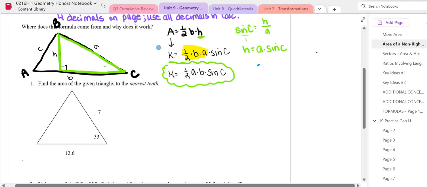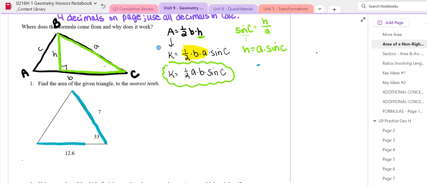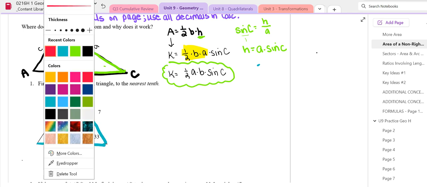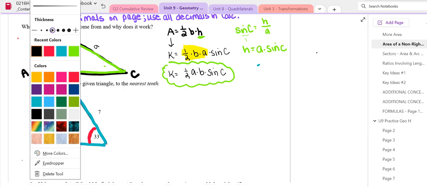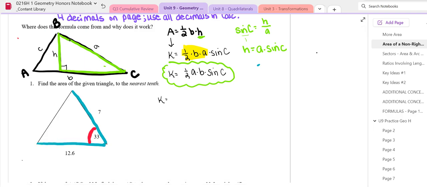this is not one of those times. But I know that one side is 7, a second side is 12.6, and the angle that connects them, or is included between them, is 33 degrees. This is a perfect scenario for my brand new formula. So this is going to be a straight up, write the formula down: K equals 1/2 times a times b times sine of C, and just plug into my formula.